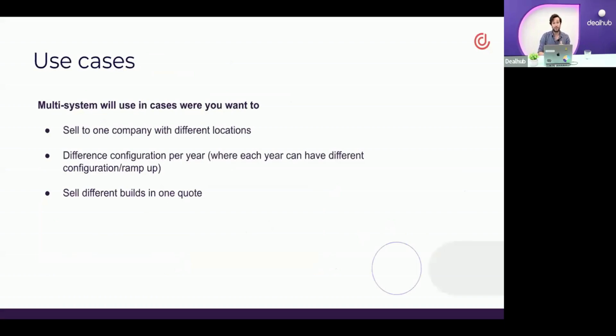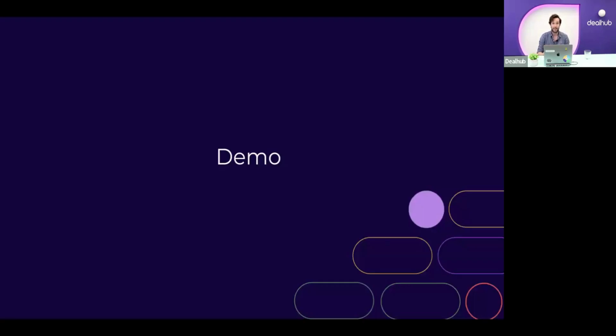Okay, so I will just repeat what are the use cases that we will see so that we're aligned on it. We will see one company that's selling to different locations. We will see a company that's doing a multi-year quotation, and we will see different builds, different machinery in the same quote. These will be the demos that I'm going to be presenting you today. All right, let's jump into it. We have a lot to cover, so let's jump into DealHub.